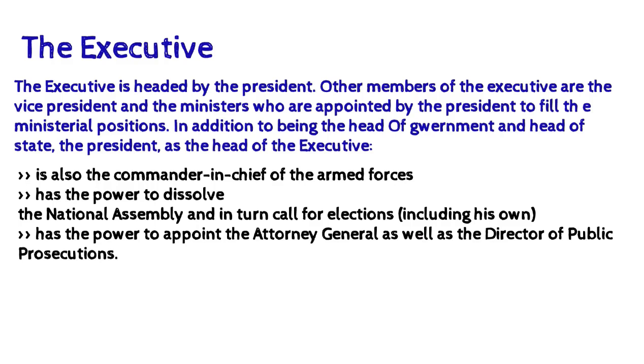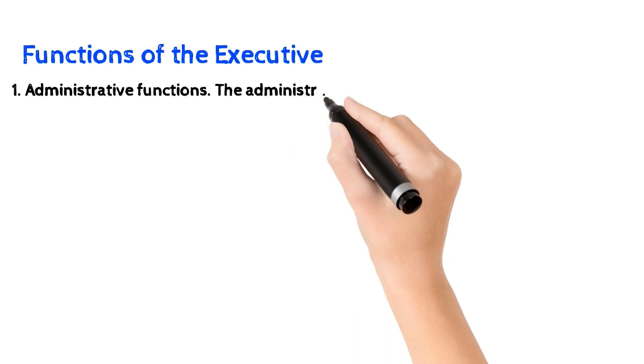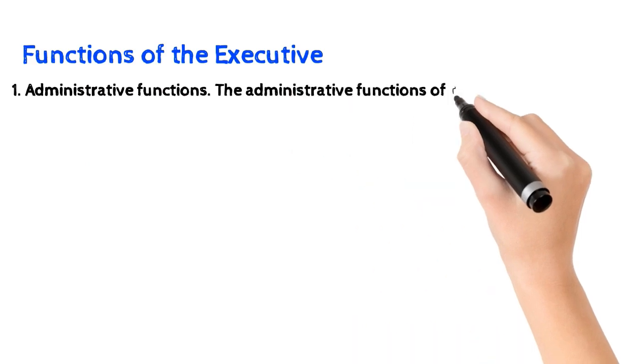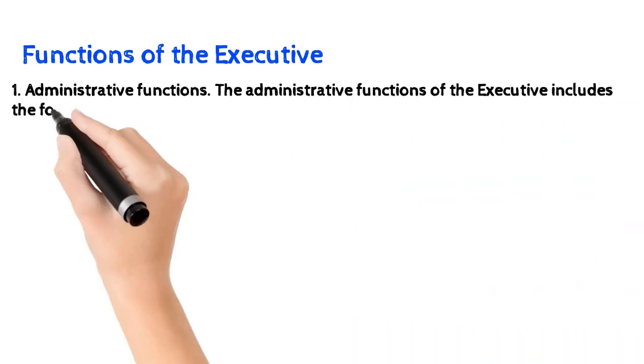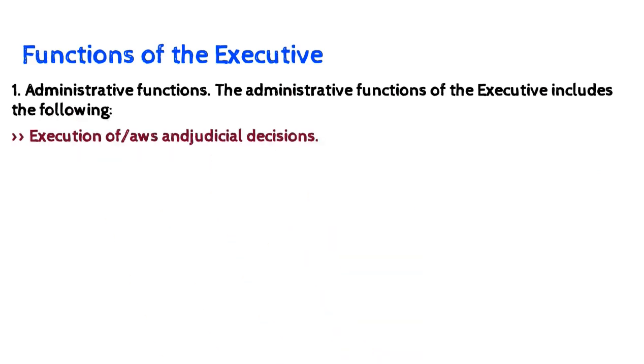The functions of the executive. The executive has two main functions, namely the administrative functions and the diplomatic functions. Let's look in depth at the first point, which is the administrative functions. The administrative functions of the executive include the following. Number 1, execution of laws and judicial decisions.